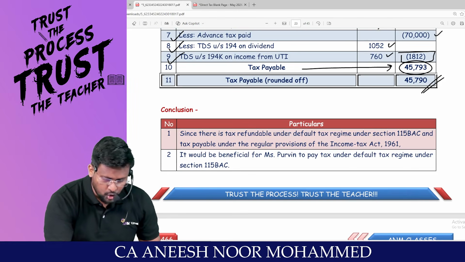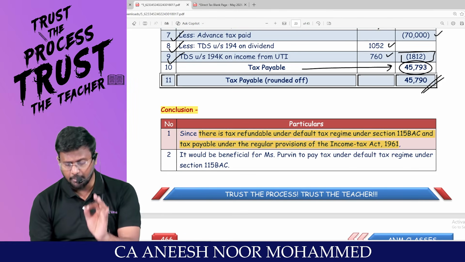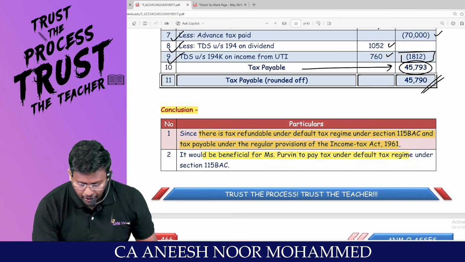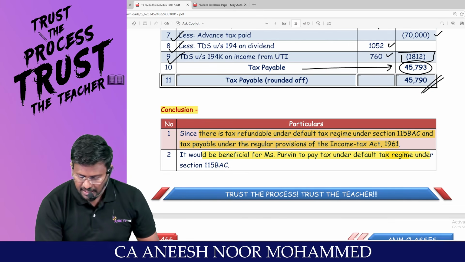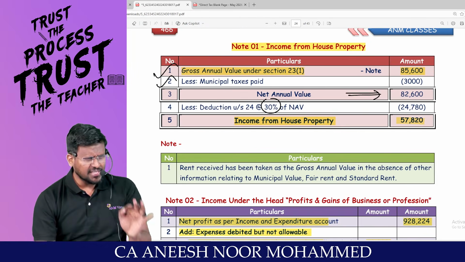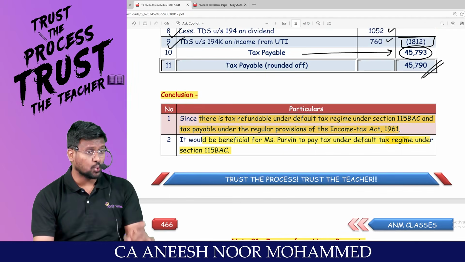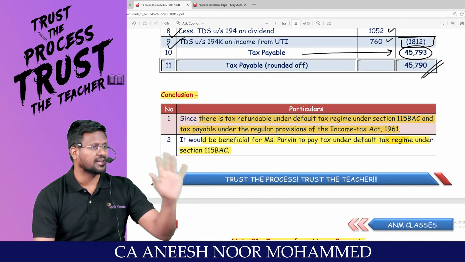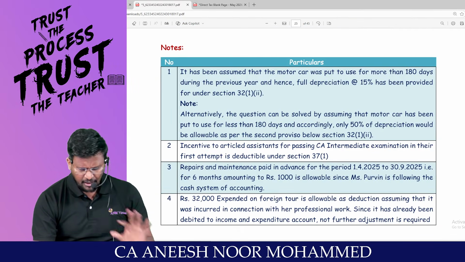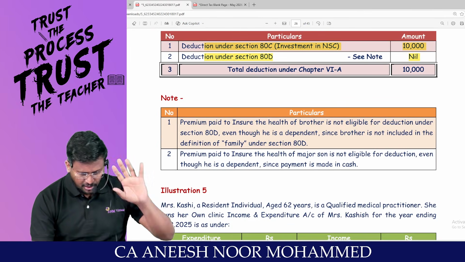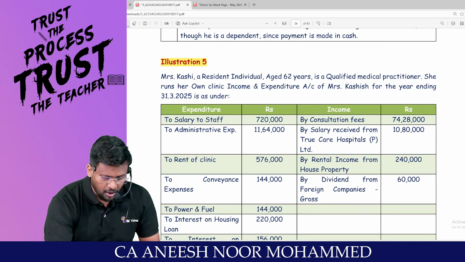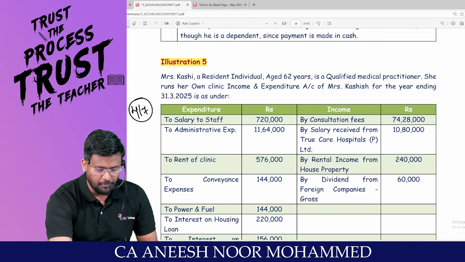What should be the conclusion? Since there is tax refundable under the default tax regime and tax payable under the regular provision, it would be beneficial for Mr. P to pay tax under the default tax regime under 115BAC. Are you all really with me? This is a decision-making question, whether to travel through the default tax regime or optional tax regime, that other variety available in computation of total income. I believe that you are feeling very comfortable to get at least 12 plus marks in the first 15 marks. Am I right, sir? Sir, we have done 4 questions out of 7 questions, my dear lovable students.